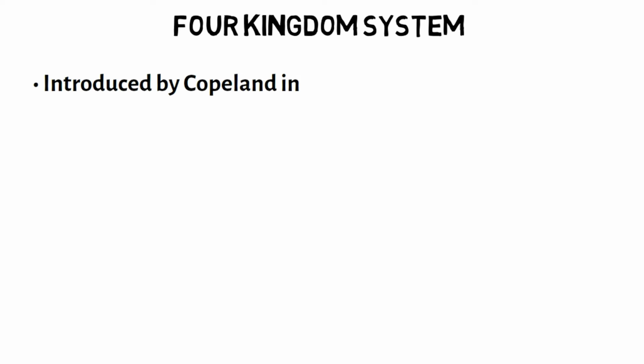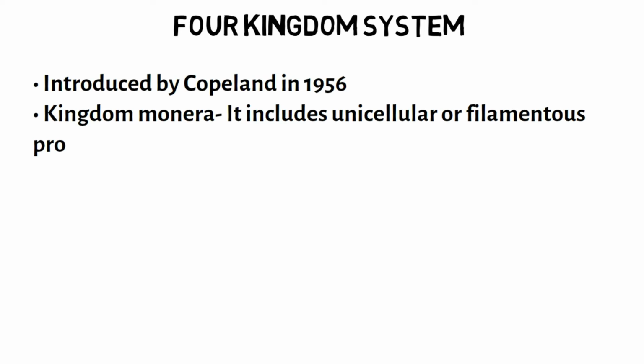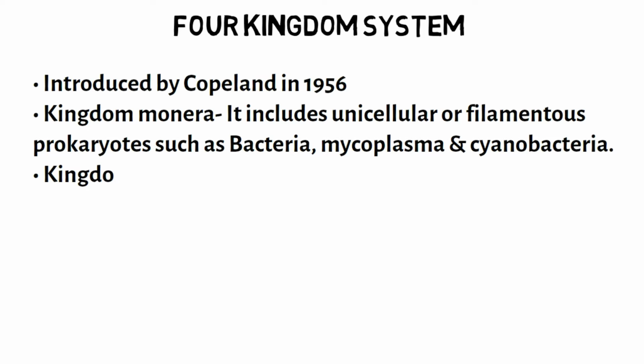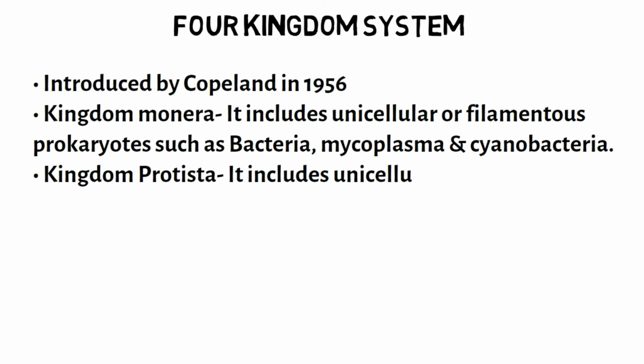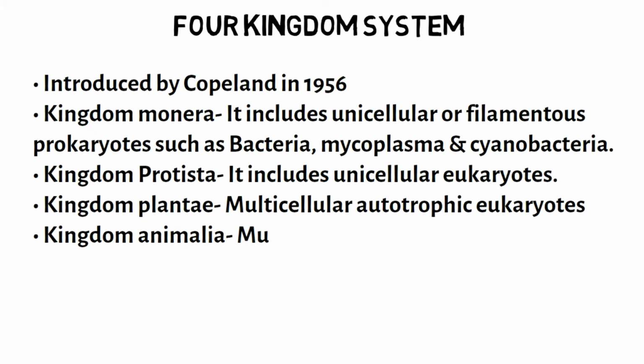Four-kingdom system, introduced by Copeland in 1956. Kingdom Monera: it includes unicellular or filamentous prokaryotes such as bacteria, mycoplasma and cyanobacteria. Kingdom Protista: it includes unicellular eukaryotes. Kingdom Plantae: multicellular autotrophic eukaryotes. Kingdom Animalia: multicellular heterotrophic eukaryotes. 5 kingdom classification was proposed by R.H. Whittaker in 1969.